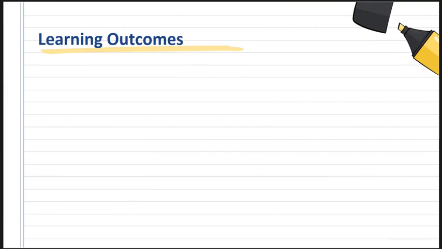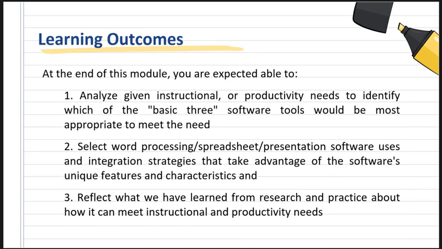For Learning Module 3, we have the following learning outcomes or objectives. At the end of this module, you are expected to be able to, number 1, analyze instructional or productivity needs to identify which of the basic 3 software tools will be the most appropriate to meet the needs. Number 2, select word processing, spreadsheet, or presentation software uses and integration strategies that take advantage of the software's unique features and characteristics. And lastly, reflect on what we have learned from research and practice about how it can meet the instructional and productivity needs.